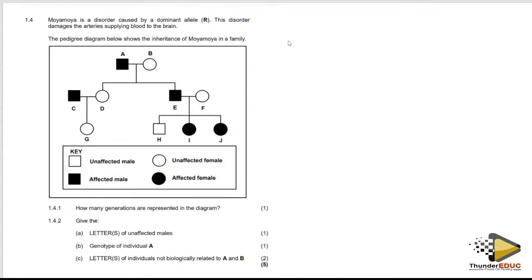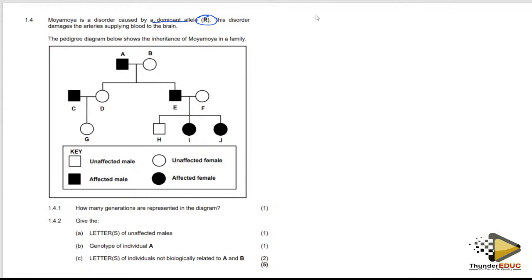You see, the question is stating that it is caused by a dominant allele. This disorder damages the arteries supplying the blood to the brain. So that is what is important in this statement. We don't want to know about supplying the blood or the condition. What is important is caused by a dominant allele. This is a key point.